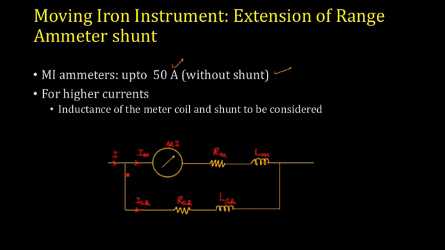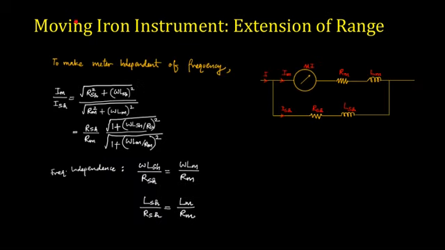Now while you are providing such an arrangement, what you do is that you will try to make the meter independent of frequency. So you take the ratio between the measured current, the current that is flowing through the instrument, and the shunt current, Im by Ish. So when you simplify it, you will be getting this equation, that is Rsh by Rm into root of this value.